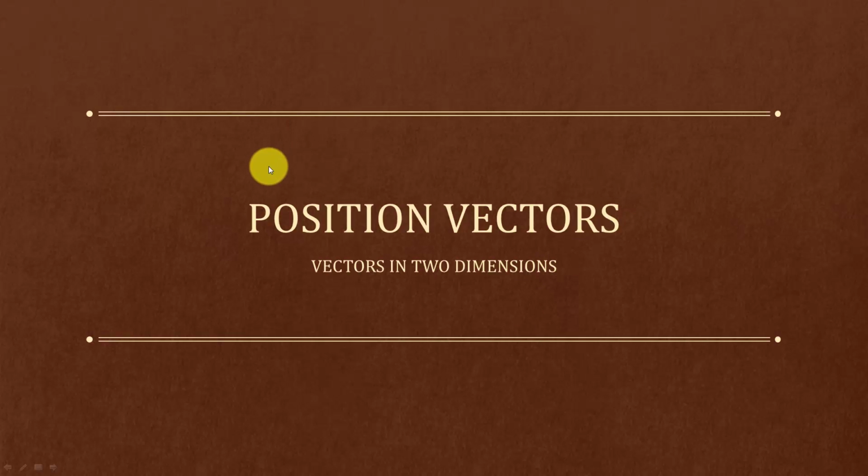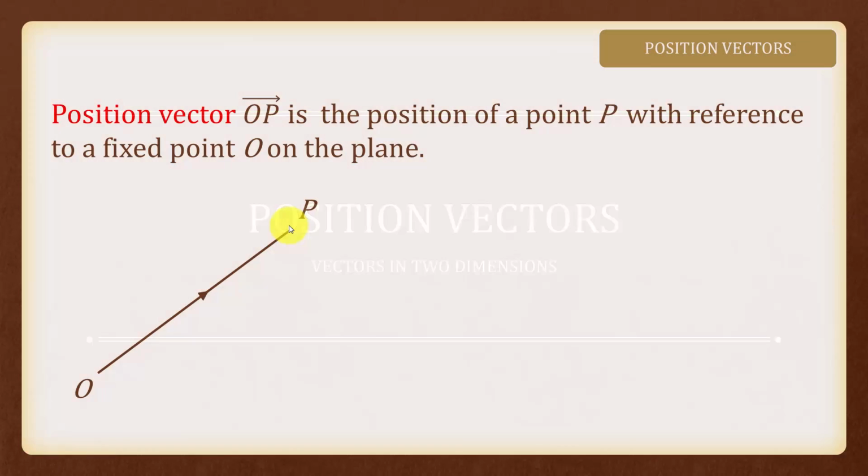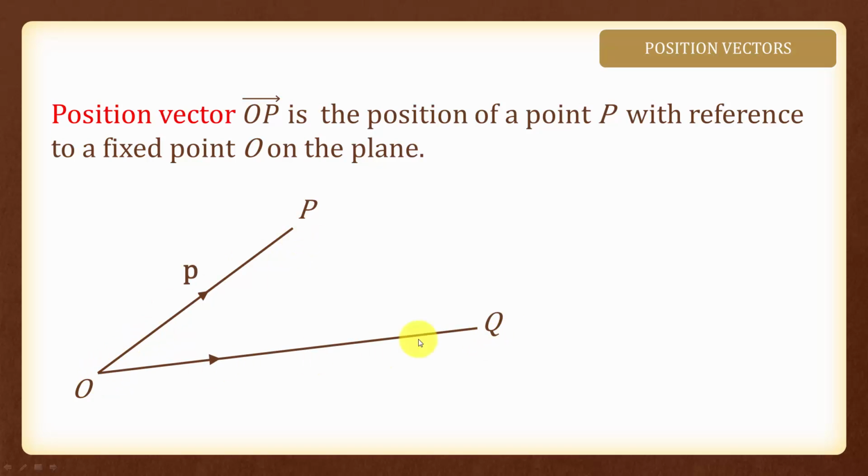In this topic, we are going to learn about position vectors. The position vector OP is the position of a point P with reference to a fixed point O on the plane. What this means is that a position vector is always with reference to a point O. We usually label position vector OP as P and position vector OQ, for example, as Q. To find PQ, we can use this vector addition.